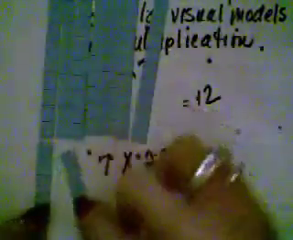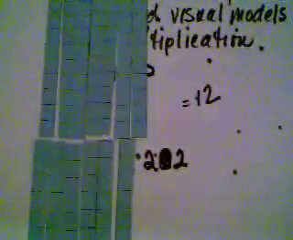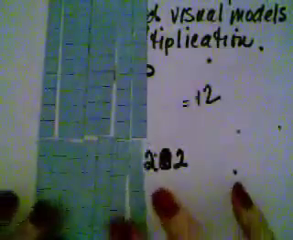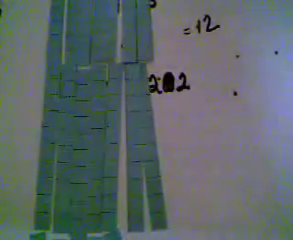There's 7. Now I need to make 22. Hopefully yours worked out. So there's 20. Now I'm going to add 2 on the bottom. Move this up so you can see. So I'm making a messy rectangle.